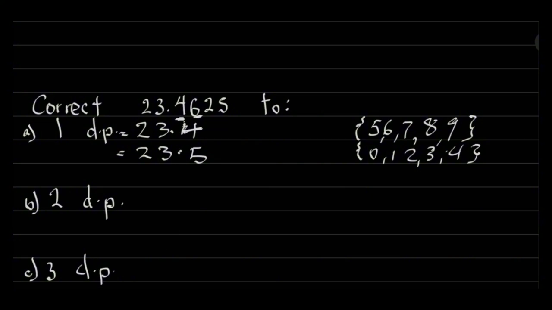Now let's try this. What is the second decimal place? The second decimal place is 6. The number after it is 2. It is over here, so we do not do anything to it. So we are going to round this up to, or we are going to correct it to 2 decimal places, and that will give us 23.46. Again, 2 is not above 4. Okay, so we don't add anything to it.